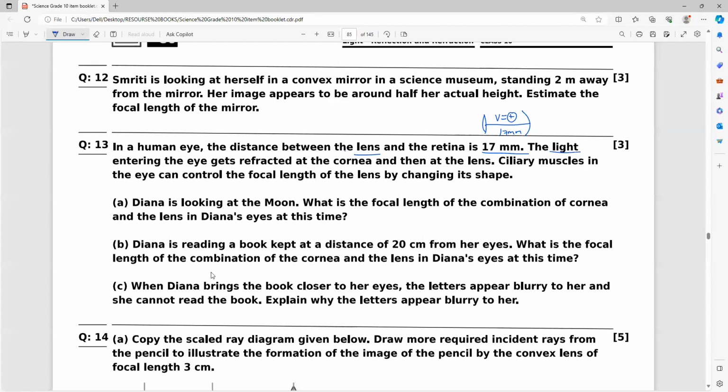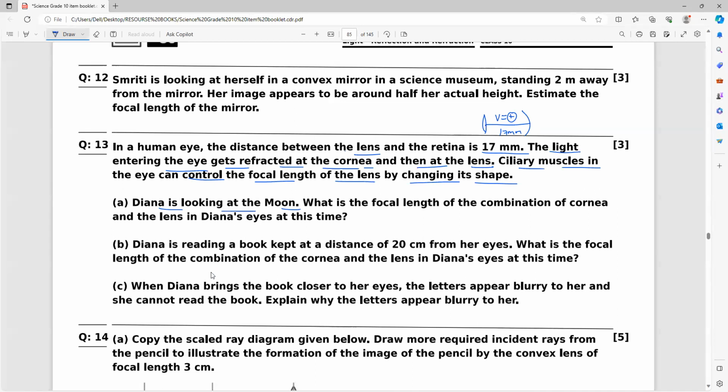The light entering the eye gets refracted at the cornea and then at the lens. The ciliary muscles in the eye can control the focal length of the lens by changing its shape. So all this information we know. No issues.